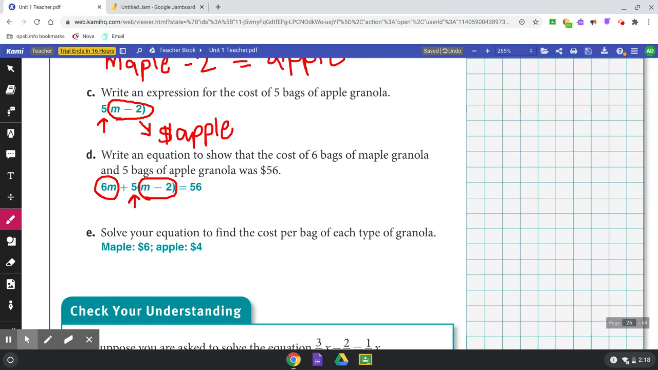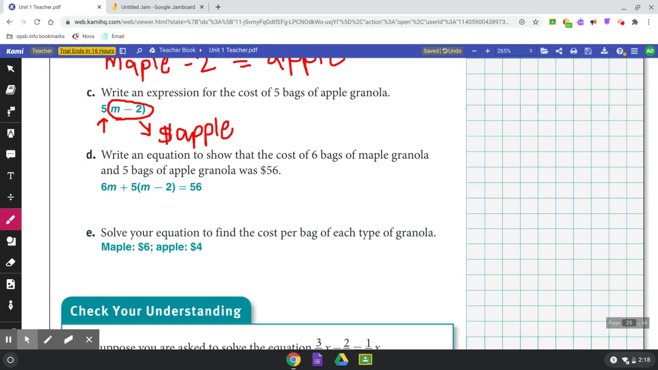Solve your equation and find the cost of a bag for each apple and maple granola. So you need to find the cost of M, where M is the amount of maple. You got to find the cost of maple because you can't find the cost of apple until you know the cost of maple, because the only information we've been given is that apple is $2 less than maple. So M represents the cost of maple in this equation. So we need to solve this equation for M to see how much maple costs. And then once we get the value for M, we can use that value to find the cost of apple.